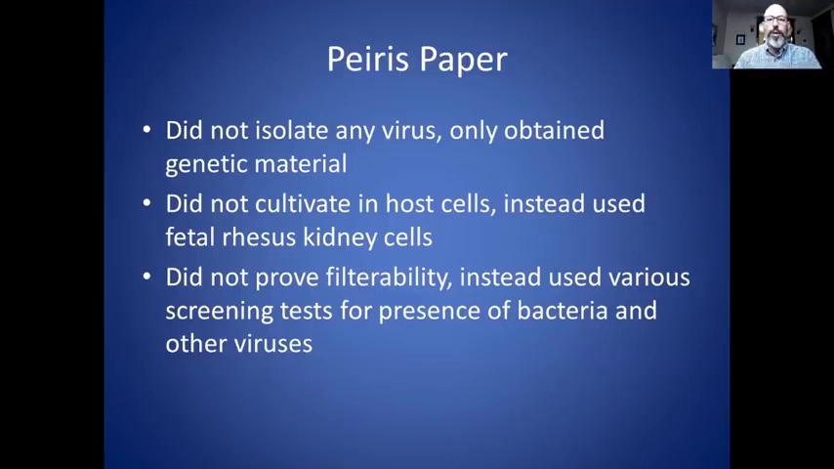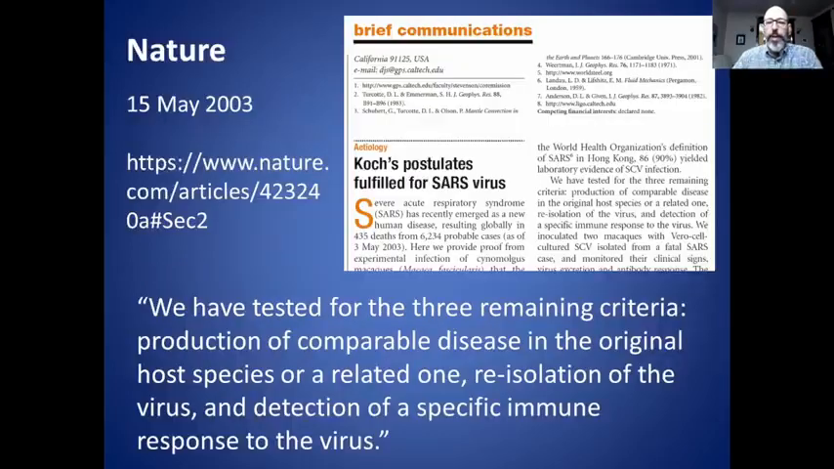Once again, for the 4th time, they did not isolate any virus. They didn't culture in host cells. Instead, they used fetal rhesus monkey kidney cells. And once again, they did not prove filterability. So none of the first 3 criteria were satisfied by any one of those 4 papers, as stated in the article. So let's go back to the article to look at the remaining 3 criteria.